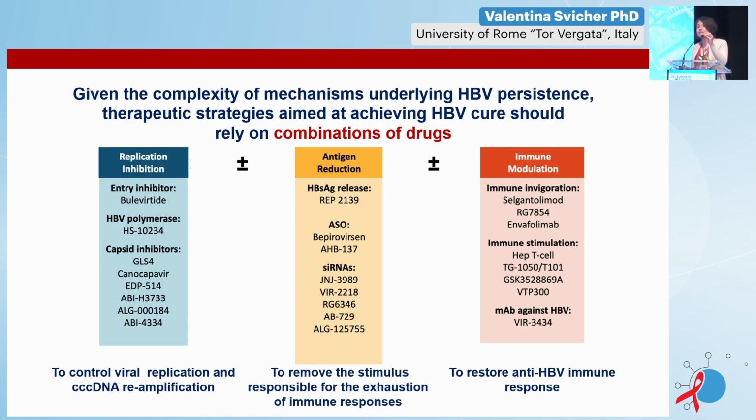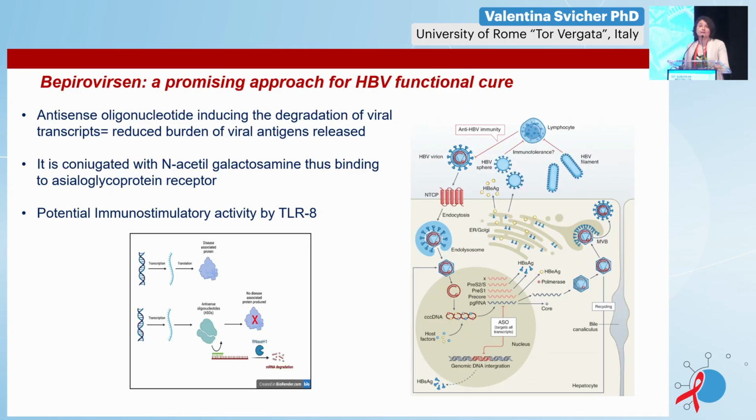And this is critical since an elevated production and release of viral antigens plays a critical role in inducing the exhaustion of the immune system. And these drugs should be combined with immune modulants capable of restoring the immune response against the virus. The drug that is in the most advanced phase of clinical trial is bepirovirsen.